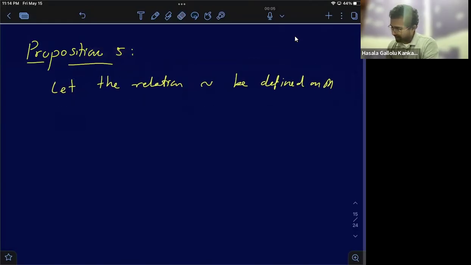What is a relation on M? You're going to associate two elements, right? The relation is going to give the truth value if they're related. You can have an indicator function on top of that if needed. So either they are related or they are not related.